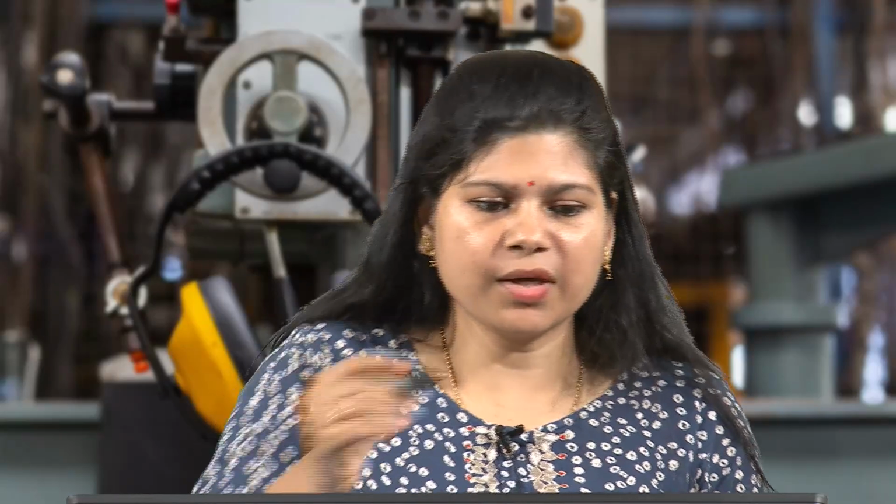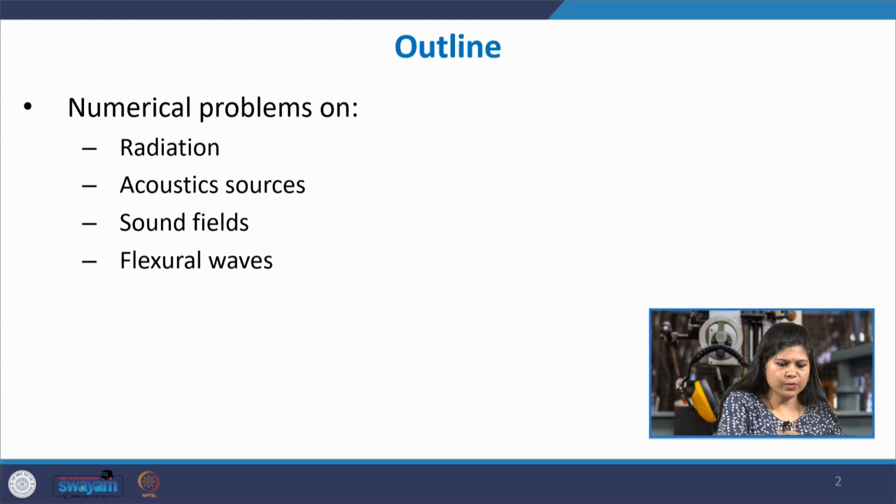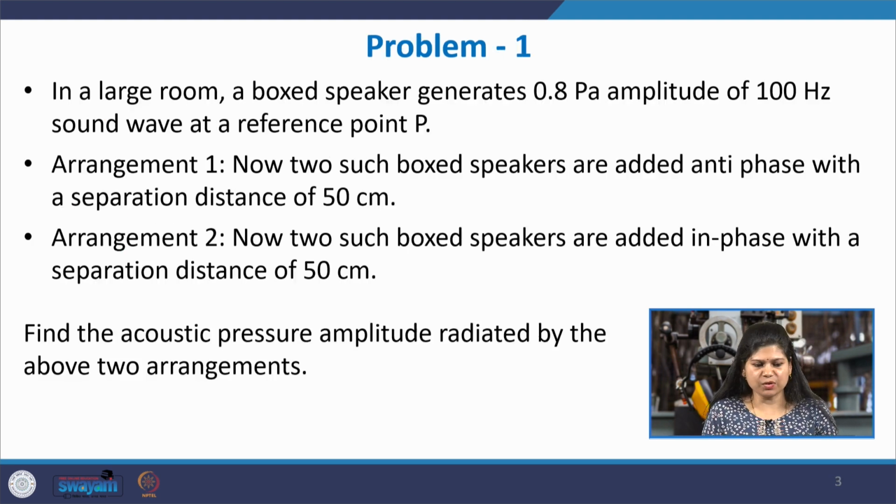To lecture 12 in the series on noise control in mechanical systems. Today we will solve some problems with respect to sound radiation that we have studied in the previous two lectures. Okay? So, that is the outline. We have studied radiation, acoustical sources, sound fields and flexural waves, and we will be solving their numerical problems.